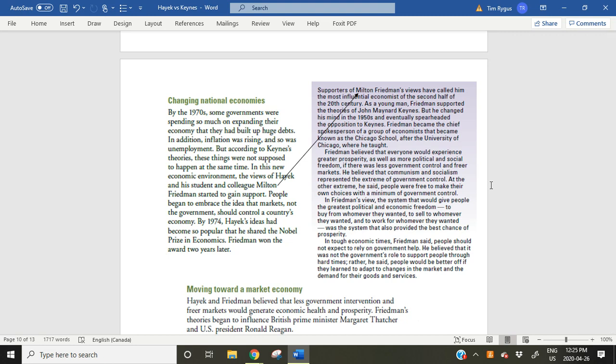In Friedman's view, the system that would give people the greatest freedom to buy whatever they wanted and sell whatever they wanted was a system that also provided the best chance of prosperity. In tough economic times, Friedman said, people should not expect to rely on government help. He believed that it was not the government's role to support people through hard times. Rather, he said people would be better off if they learned to adapt to changes in the market and the demand for their goods and services.